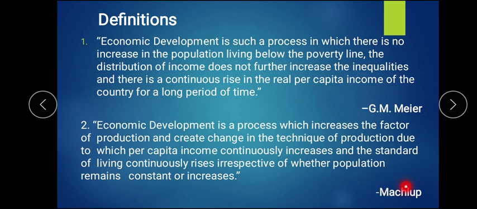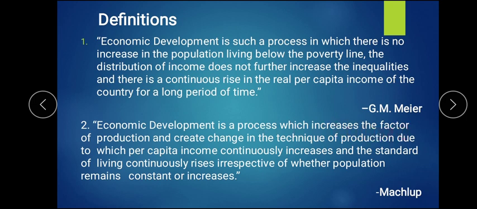Again, in the second one, Meier and Baldwin's definition says that economic development is a process which increases the factors of production and creates a change in techniques of production, due to which per capita income continuously increases and the standard of living continuously rises, irrespective of whether the population remains constant or increases. So here it's talking about whether the population remains constant, increases or decreases does not matter.